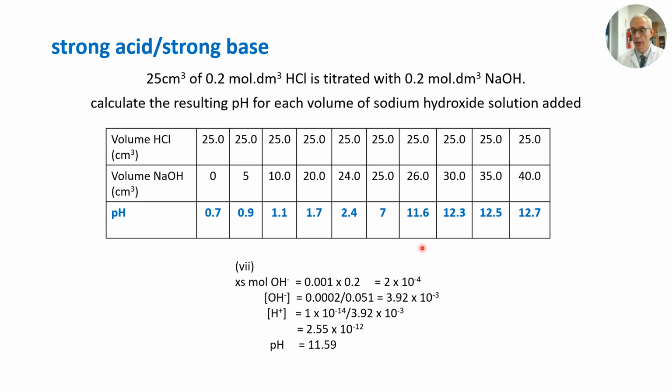So here are the pH numbers for the excess sodium hydroxide. I've rounded 11.59 to 11.6, 12.3, 12.5 and 12.7. If you achieve those pH figures, well done. If not, go back through your working until you achieve those correct answers.